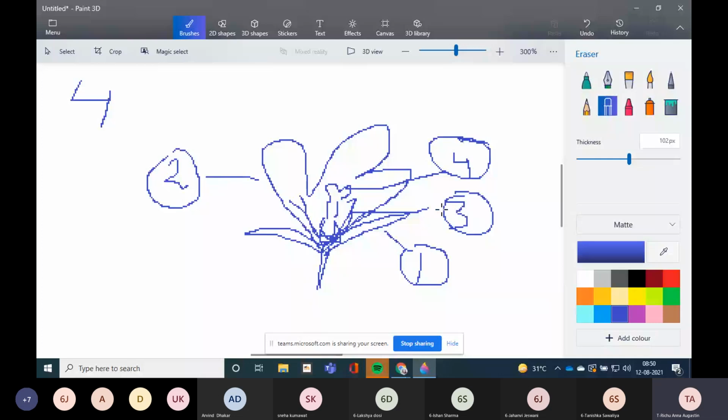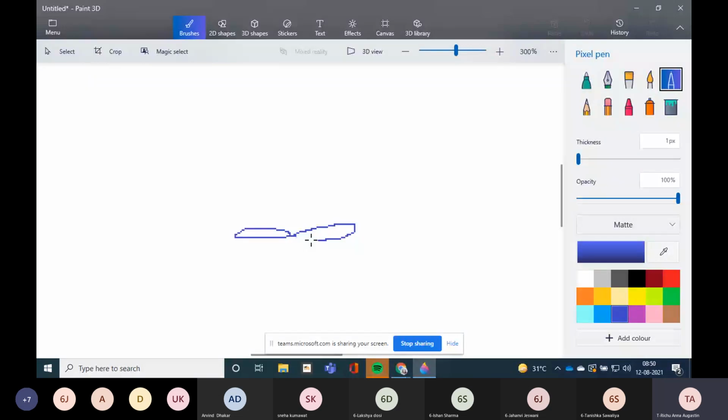Okay, so now we will discuss it in detail. Can you see calyx? First one is calyx. Now calyx is nothing but a collective name given to the sepals. These sepals are collectively known as calyx. So calyx is the outermost wall. As I told you, it is the first wall, outermost wall.